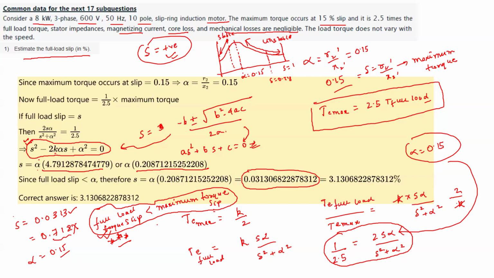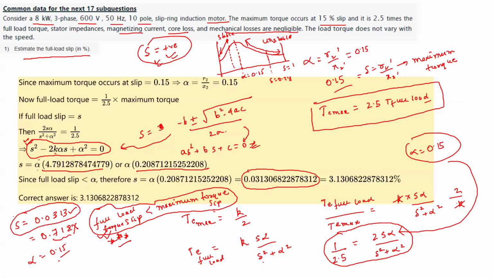If you can ensure these two things, you will be left with one of the solutions. In the quadratic equation you will get two solutions, out of which you will select only one on the basis of two things. One, it should be motoring mode, so slip should be positive, and the other, the full load torque slip should be less than the maximum torque slip. Using this you will get your full load torque slip as 0.0313.